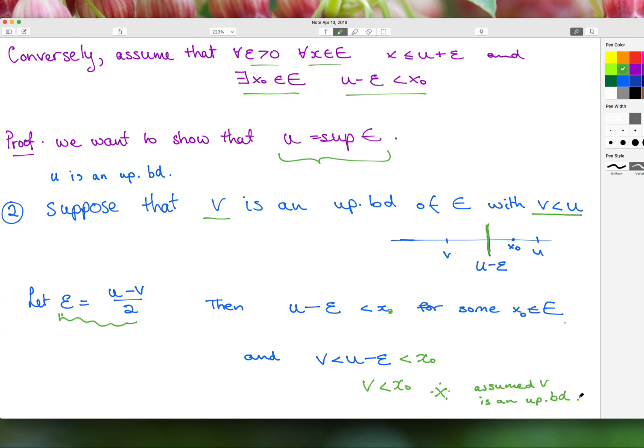Okay, so V can't be an upper bound, and that means that in fact U is equal to the least upper bound of E. And that ends the proof.